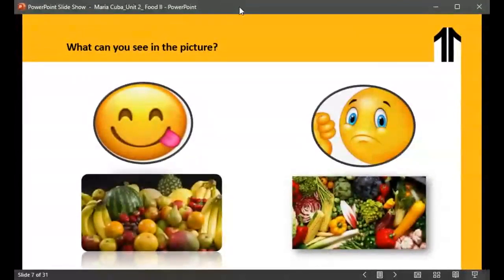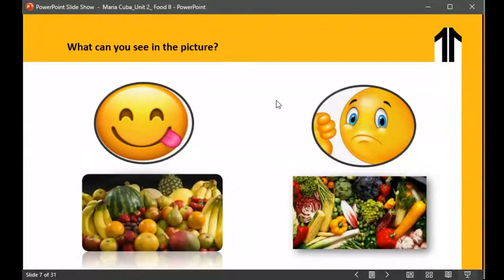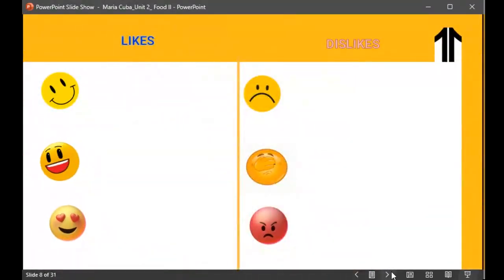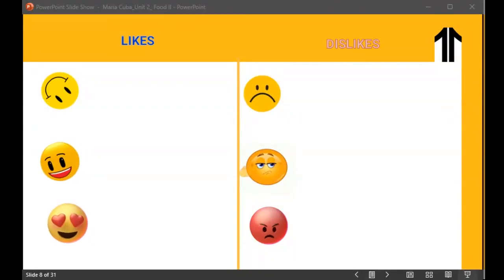So look at here in the picture. You can observe two emoticons with different emotions. They express our likes and our dislikes. So how can we express our likes, our preferences? There are some expressions that we can use to express our likes or dislikes.